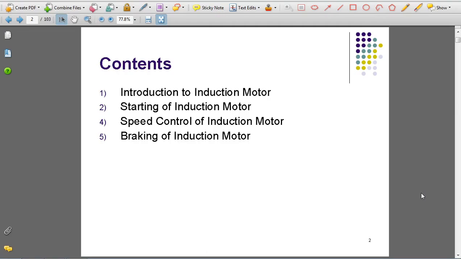Next, you will learn about the main subtopic of this chapter, which is the speed control of induction motor. There are several techniques that will be discussed here. And then finally, you will learn about the braking of induction motor, how to stop or brake the motor. So I think these 4 subtopics are complete for the operation of induction motor.